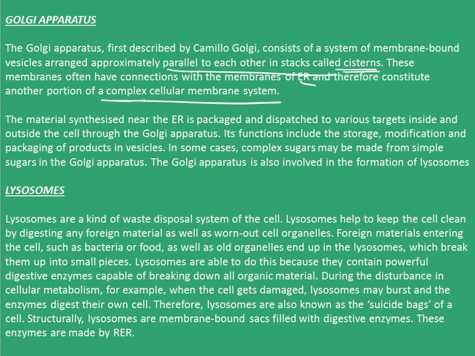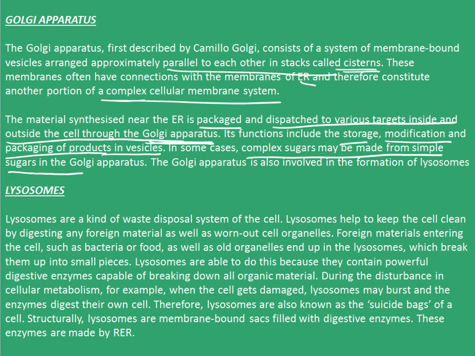system. The material synthesized near the ER is packed and dispatched to various targets inside and outside the cell through the Golgi apparatus. Its functions include the storage, modification, and packaging of products in vesicles. In some cases, complex sugars may be made up from simple sugars in the Golgi apparatus. The Golgi apparatus is also involved in the formation of lysosomes.